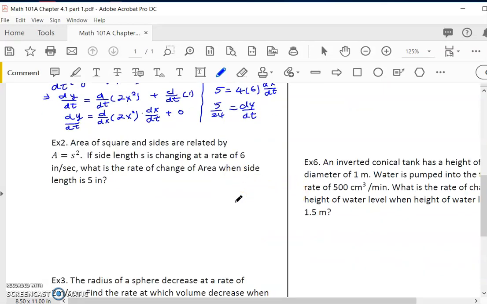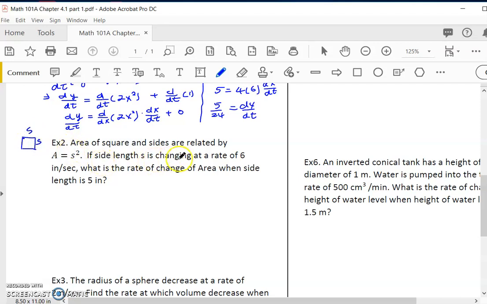The second example is a really basic question where it is very easy to find the relation between the unknowns. Usually it's geometry equations that we would use, like area of a square, area of a circle, volume of cubes, volumes of a sphere or cylinder and so on. In this second example, we have the area of a square and its side related by A equals s squared. So this is the area and this is the side of a square.